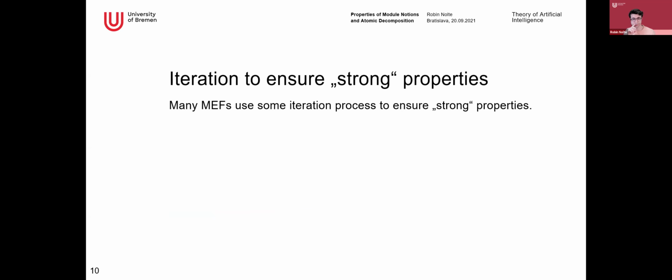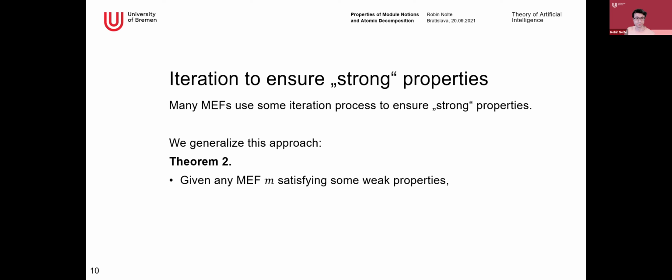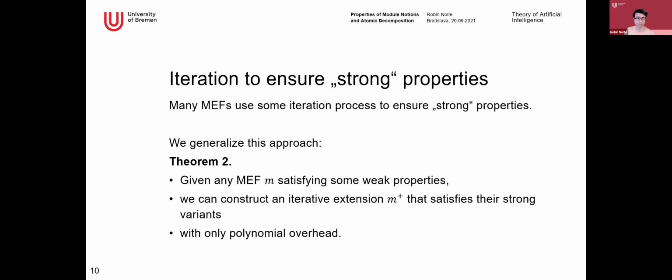Many module extraction functions use some kind of iteration process to ensure the strong properties. And for atomic decomposition, we are interested in one of the strong properties, which is self-containment. And we can actually generalize this approach of iteration. So given any module extraction function that satisfies some weak property, we can construct an iterative extension that also satisfies the strong variant. And this comes only with polynomial overhead.